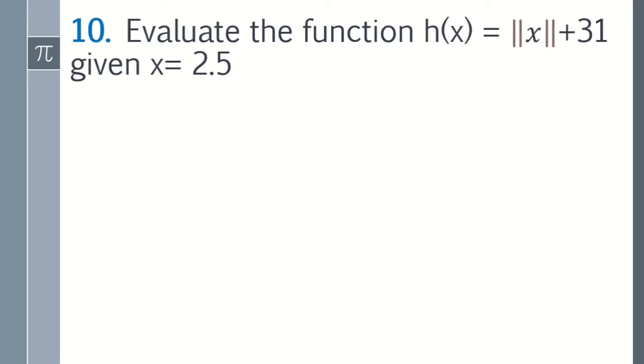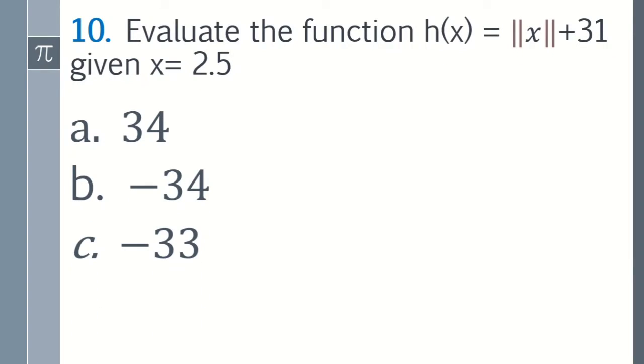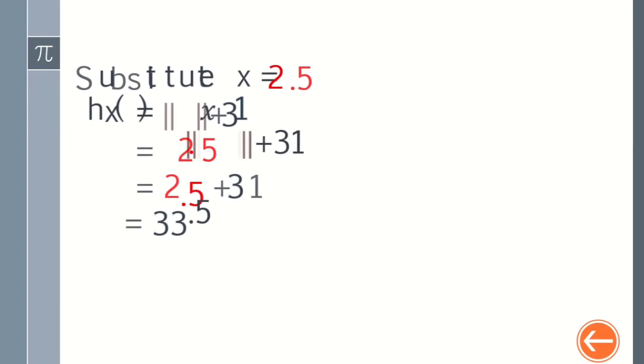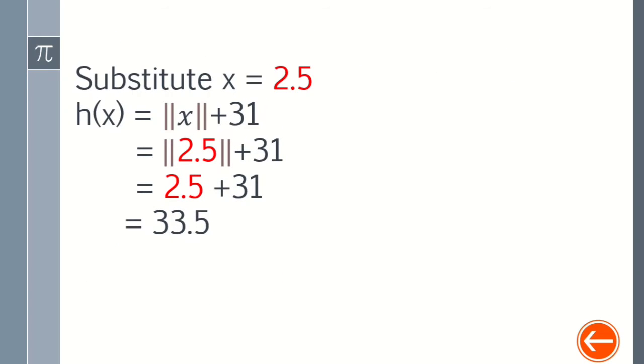Number 10, evaluate the function h of x equals the absolute value of x plus 31 given the value of x that is equal to 2.5. Is it A, 34, B, negative 34, C, negative 33, or D, 33.5? The correct answer is letter D, because ang value ni x is 2.5.